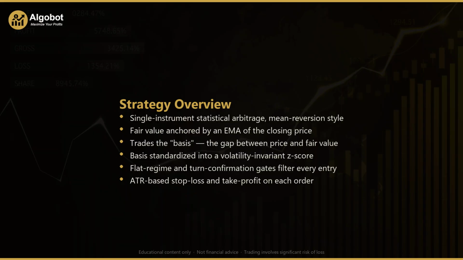That fair value is an exponential moving average of the close, and the gap between price and that average is called the basis. The strategy assumes that when the basis stretches unusually far in either direction, it tends to be pulled back toward zero, and it aims to trade that return. To make the signal consistent across quiet and busy markets, the basis is converted into a z-score, a standardized measure of how many standard deviations the current gap sits from its recent average.